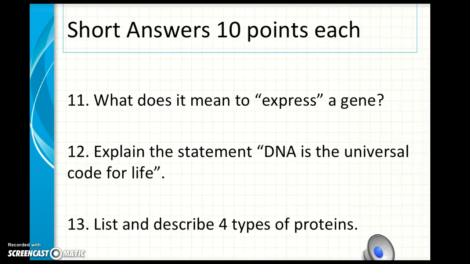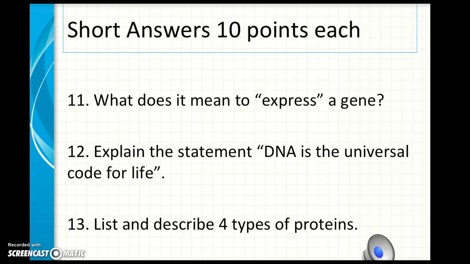Short answers are 10 points each. Question 11. What does it mean to express a gene? Number 12. Explain the statement, DNA is the universal code for life.